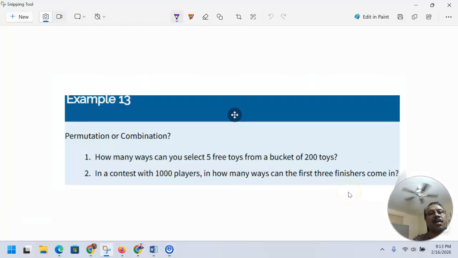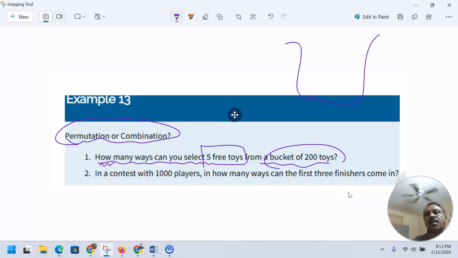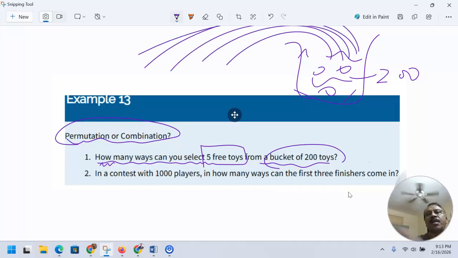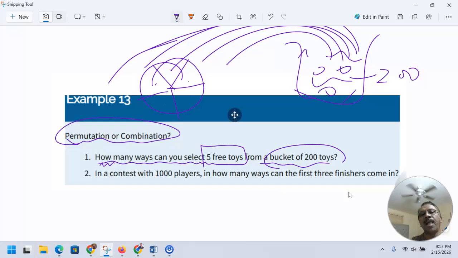Okay, look at this. The question is asking, is this combination or permutation? The question says, how many ways can you select 5 free toys from a bucket of 200? So the bucket has altogether 200 toys, and how many ways can you pick 5 of them? It doesn't say which is first, second, third, so all you do is this is a combination. There's no order there.